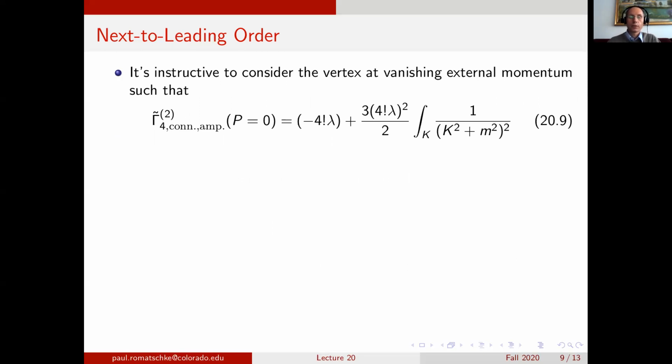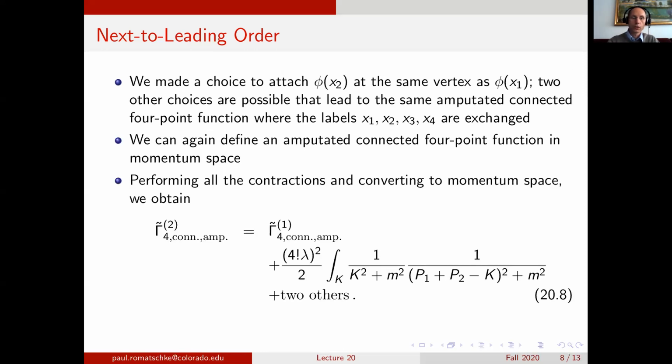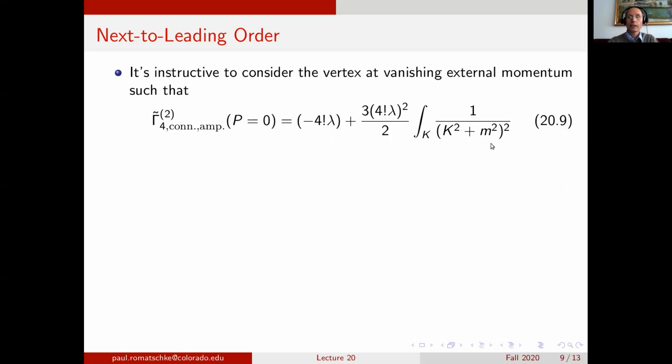For us, one of the more interesting cases will be that we consider the 4-point vertex at vanishing external momentum. Unlike the leading order piece here, the second order perturbative expression for the 4-point function does depend explicitly on 2 of the momenta that come in from the external legs. But we can consider a special case where we set both of those momenta and also the other 2 momenta to 0. The integral here simplifies, and we just get an integral over the propagator squared, essentially.